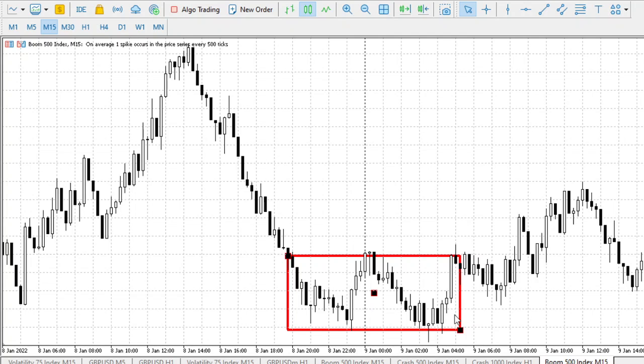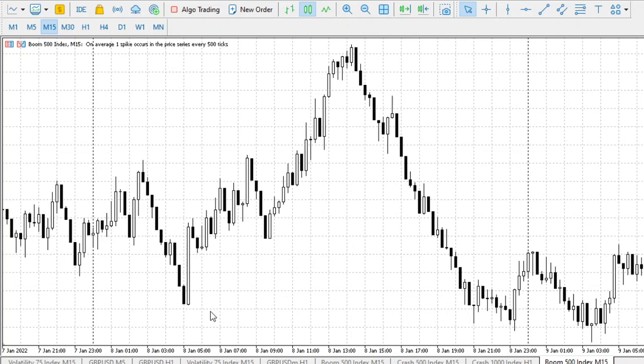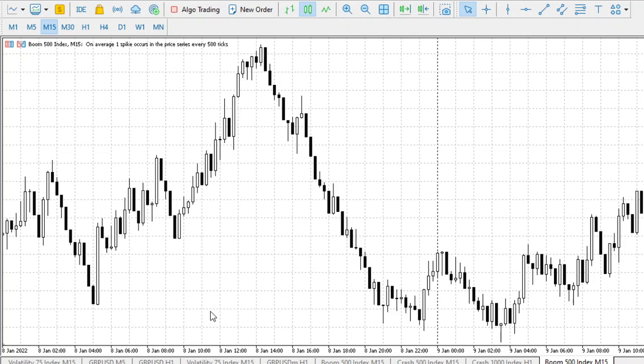Okay, strategy number two. Let me first delete these objects. Alright, for strategy number two, first of all, we need to spot, in this case, as you can see, a nice support area. We have this support area.